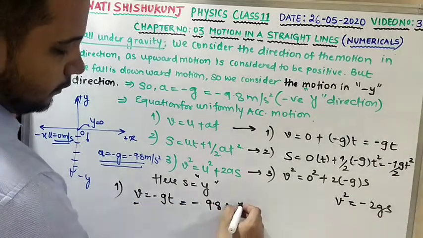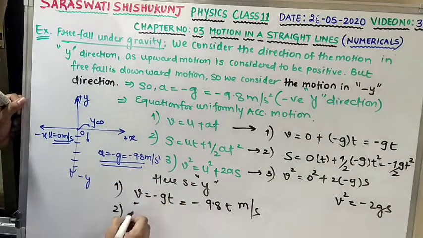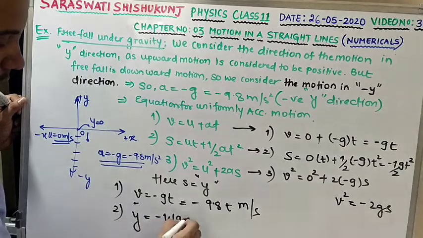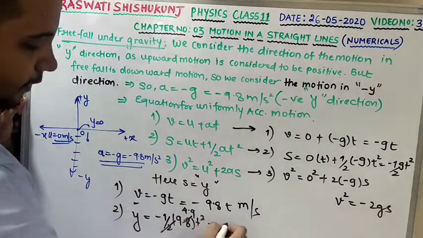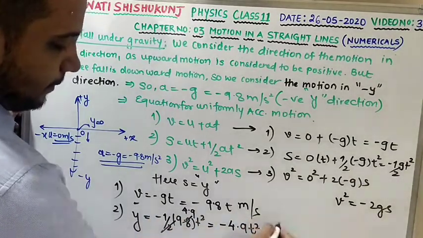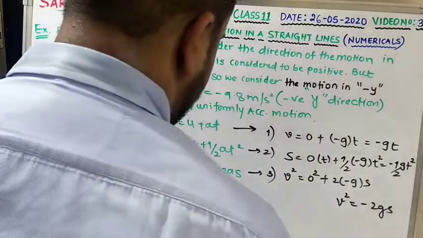And unit of v is what? Meter per second. Second equation I am having, that is s; instead I can write y, minus half g t square. Half of 9.8 is 4.9. My answer is minus 4.9 t square. Unit will be meter. Till this clear? Yes or no?